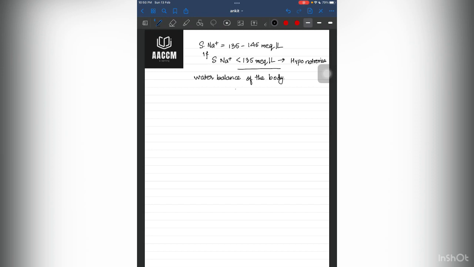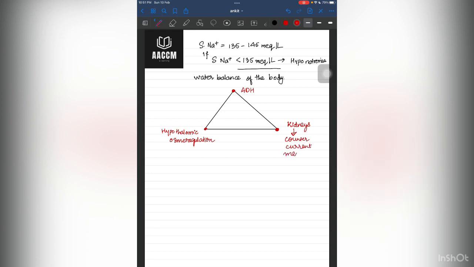To know about water balance, we should know that it actually works in view of a triangle which is having three limbs or three sides. Every side is equally important in the water balance, and they are the ADH, the hypothalamic osmoregulation, and the kidneys, which will tell us about the countercurrent mechanisms of the body. Because of this, they will be maintaining a normal level of serum osmolality, which is almost 275 milliosmol per kg.